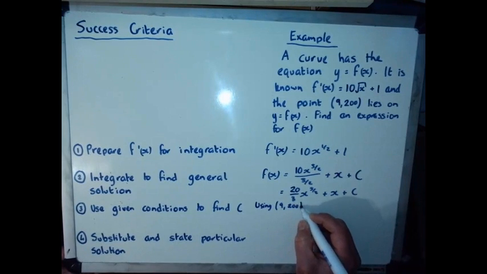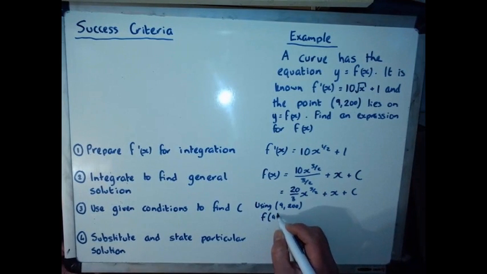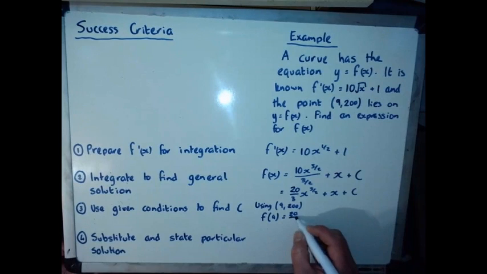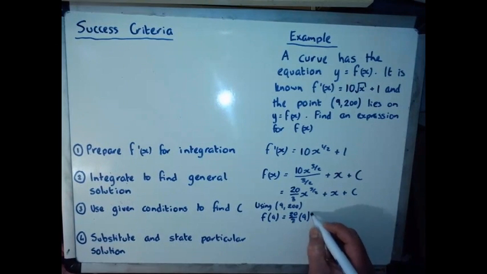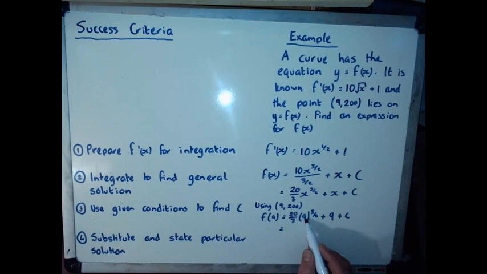9, 200, what we get then is I'm going to put 9 into my function. So I get 20 thirds of 9 to the power of 3 halves plus 9 plus c. I'm going to calculate this now. So basically I'm going to do the square root of 9 for 3, then I'm going to cube that for 27. I can divide that by the 3 here to give me 9 times by 20. The value of this first term here is 180 plus 9 plus c.